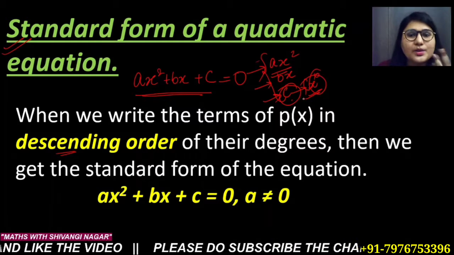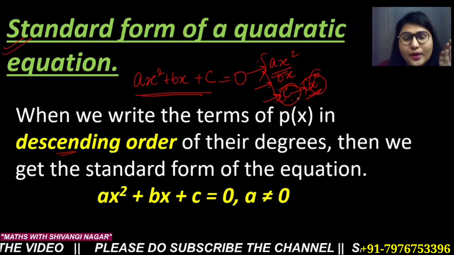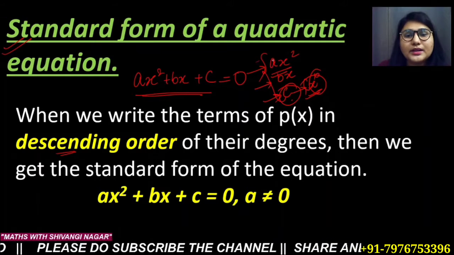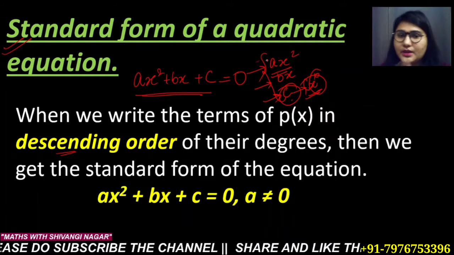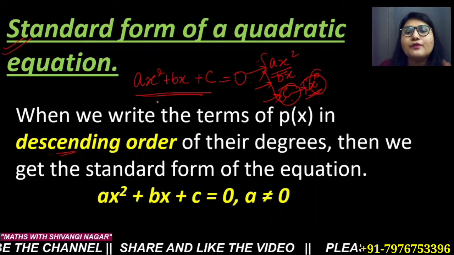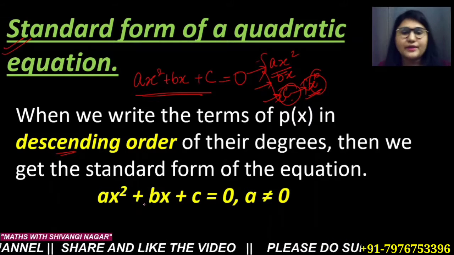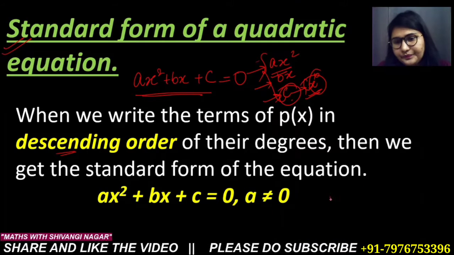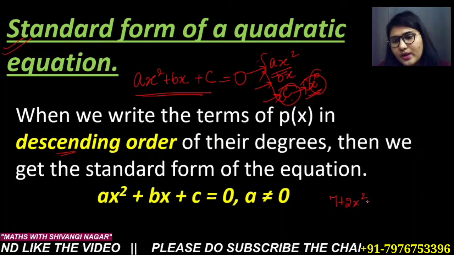1 into c is what? Ultimately c. So when you arrange all these terms in the descending order form, only then you will get the standard form of the quadratic equation. Suppose I have written one example over here: 7 plus 2x square is equal to 0.